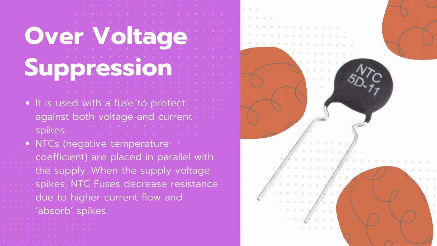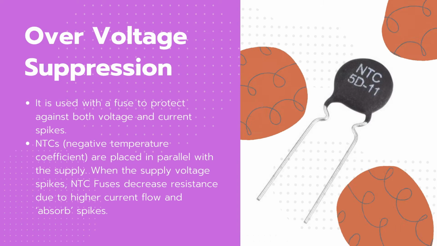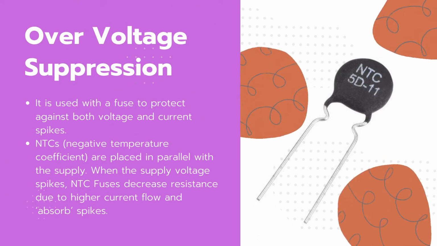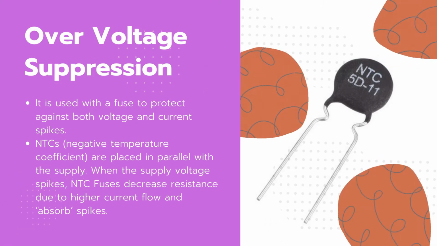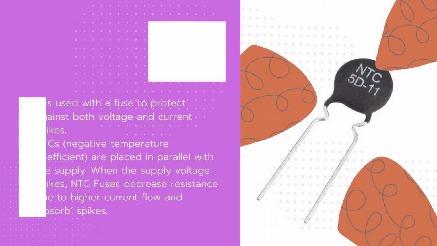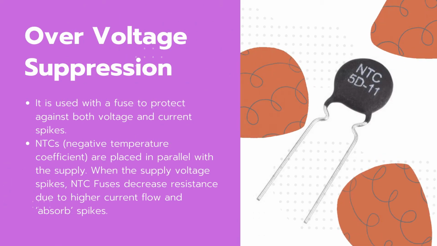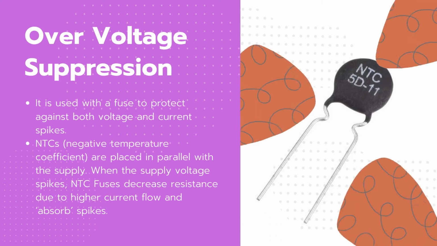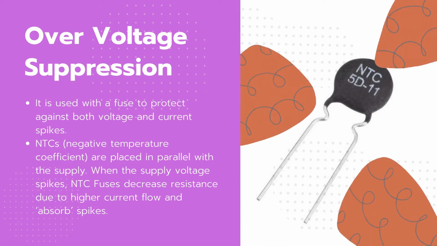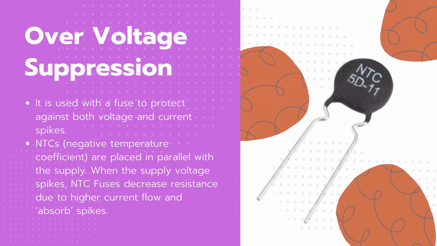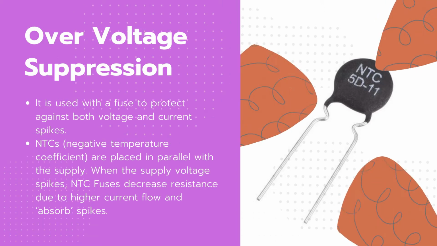And lastly is the overvoltage suppression. Sometimes, voltage spikes can be harmful to circuits too, and often an overvoltage protection device is used with a fuse to protect against both voltage and current spikes. NTCs, or negative temperature coefficient devices, are placed in parallel with the supply. When the supply voltage spikes, NTCs decrease resistance due to higher current flow and absorb the spikes.